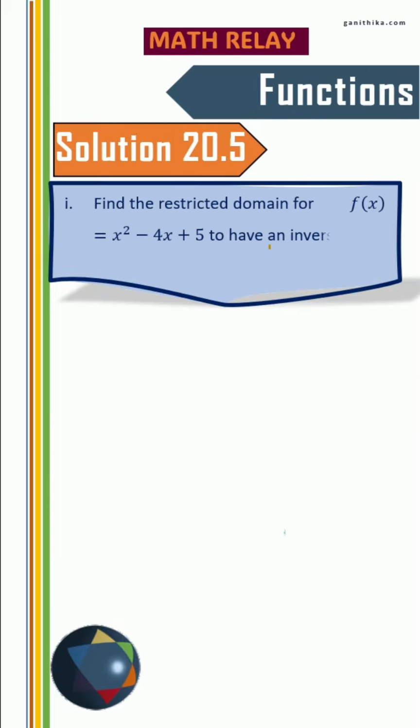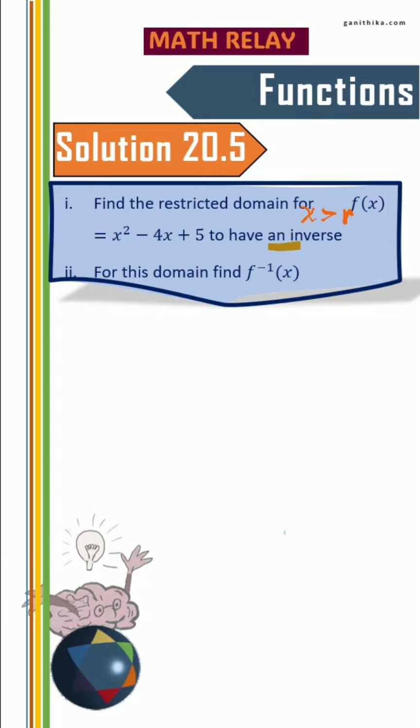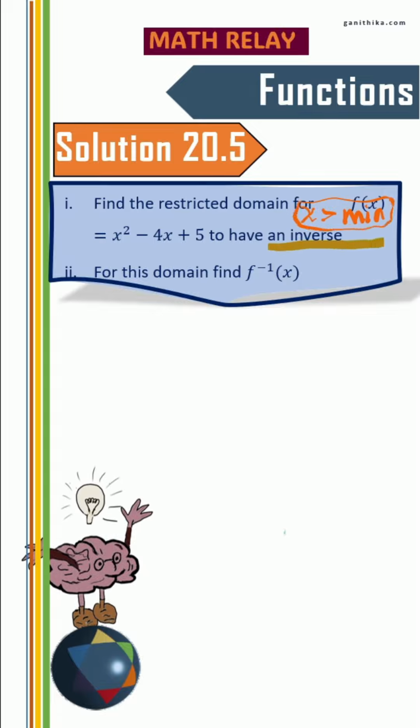Let's go for the solution to question number 20.5. You have to find the restricted domain for this function f of x, x squared minus 4x plus 5, and then you have to find the inverse. For a quadratic to have an inverse, we have to restrict the domain either to less than the minimum or greater than the minimum, or the maximum. In this case it is the minimum, because you have a positive x squared coefficient, or leading coefficient. So the domain will be all the x values greater than or equal to the minimum value.